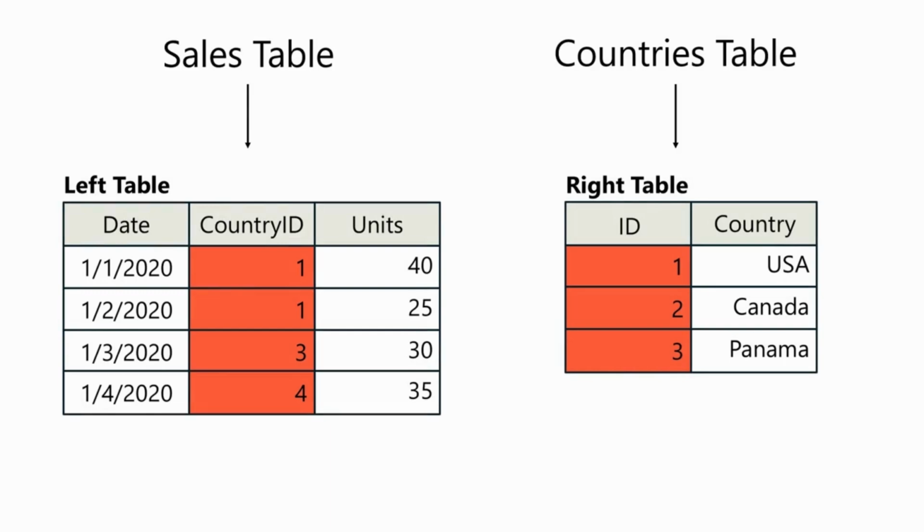The sales table has 3 columns: date, country ID, and units. The countries table has 2 columns: ID and country. The sales table country ID column can be used as a join key with the ID column of the countries table. Now let's explore each join type and how they combine data.